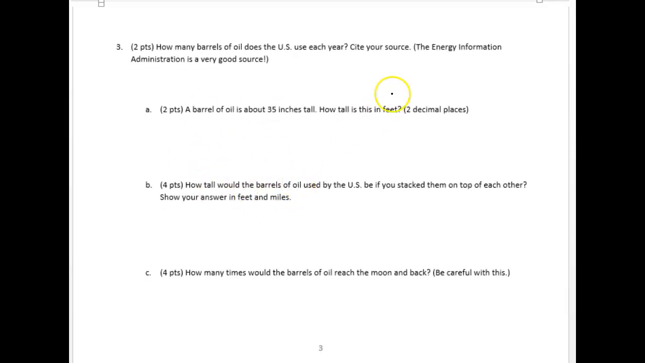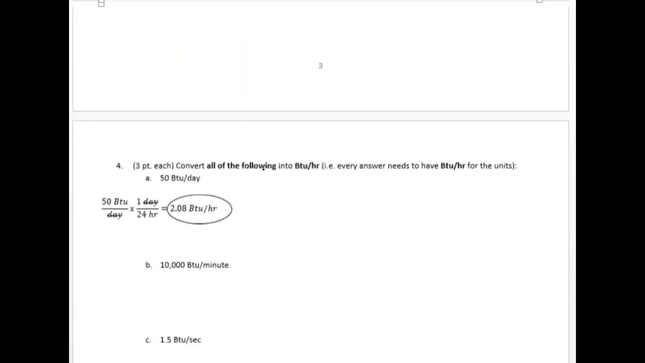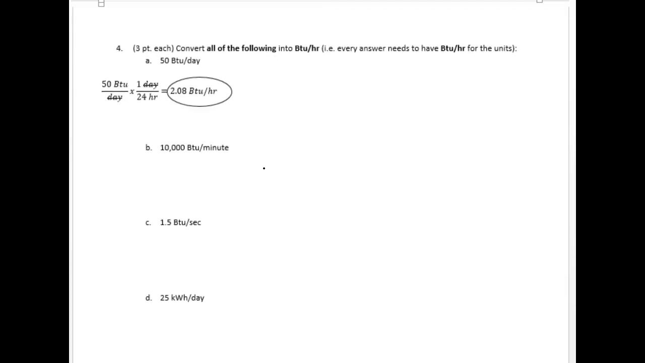This one you just look up some information with the Energy Information Administration. Just use Google, you'll find it. And these are, I think, pretty straightforward if you use some logic. I'll go over one or two of these real quickly, just to make sure, because they're all pretty much a similar technique.